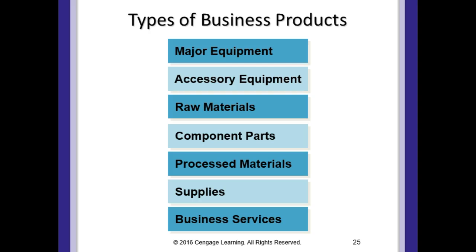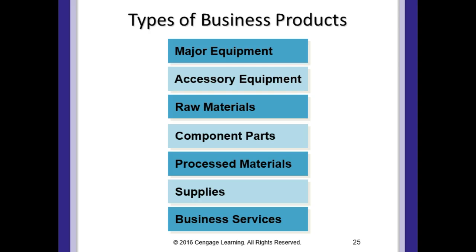Accessory equipment is less expensive, shorter-lived types of equipment. This could be things like computers, power tools, copy machines. Raw materials are unprocessed products. These are things that primarily come from nature. This could be lumber, minerals, things like corn and wheat. A lot of times these become part of a finished product. Sometimes they are the finished product themselves as well.